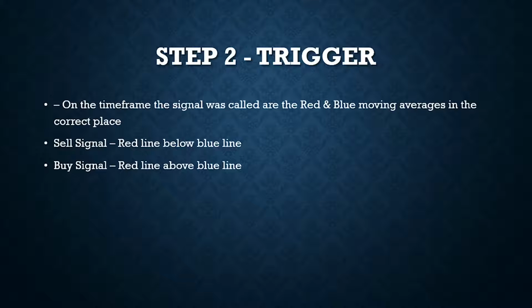So on the time frame the signal was called, are the red and blue moving averages in the correct place? And this is the correct place. A sell signal means the red line is below the blue line. This is your trigger. A buy signal means the red line is above the blue line. This is your buy trigger. You need this to happen. So to pass step 2, not only did step 1 have to pass with the time frames, but step 2 would have to pass as well.